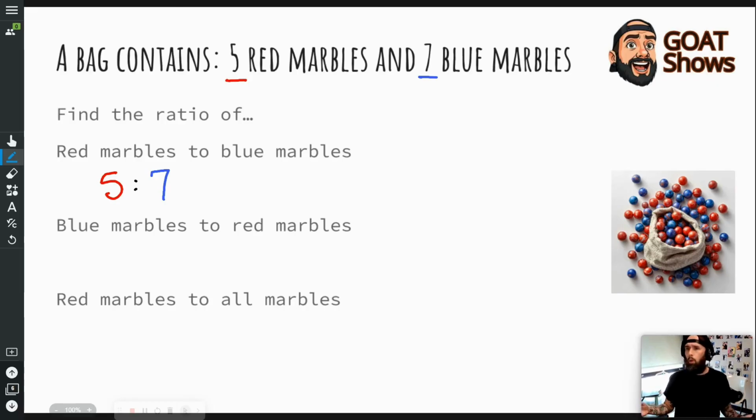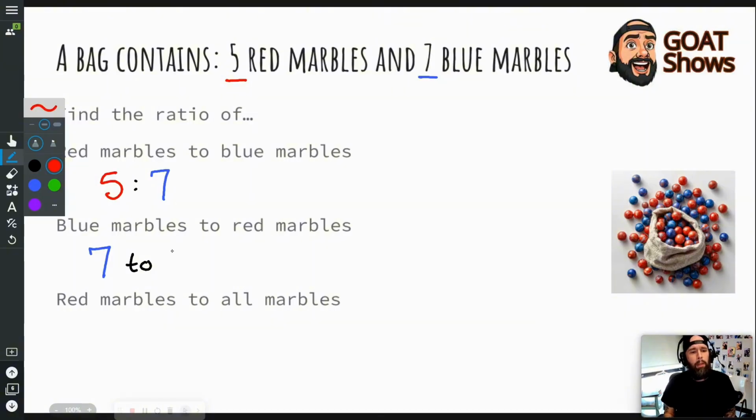And if you're like, well, what if I wrote out 7 to 5? Well, that would be wrong, because look at the next problem. The ratio of blue marbles to red marbles. Now we're flipping it around. The blue marbles are 7, so let's write it out in a different way. Let's write out the word "to." So 7 blue marbles to 5 red marbles can be written out as 7 to 5, just like that. Now, these are both part to part. There's another type of ratio called part to whole, and that's what you're going to see next.